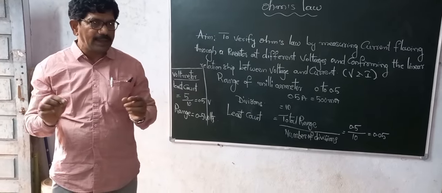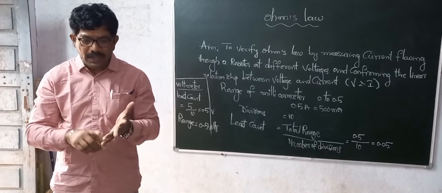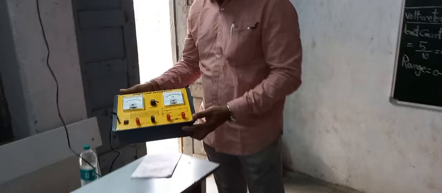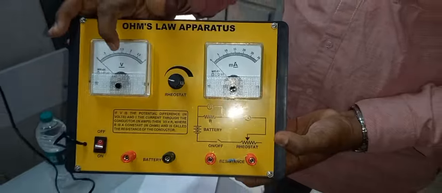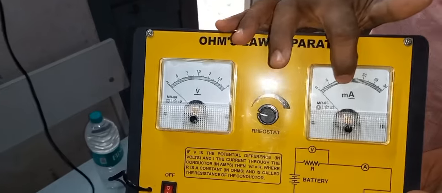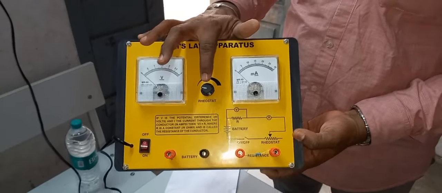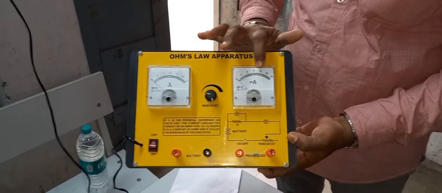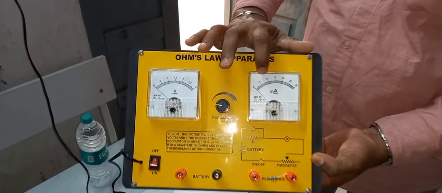So now I will show a special apparatus known as Ohm's law apparatus to verify Ohm's law. See, this is Ohm's law apparatus. It is provided with an ammeter, rheostat and voltmeter, and a resistor whose resistance you are going to calculate, and a circuit. Ohm's law circuit is also given, a drawing is also given.